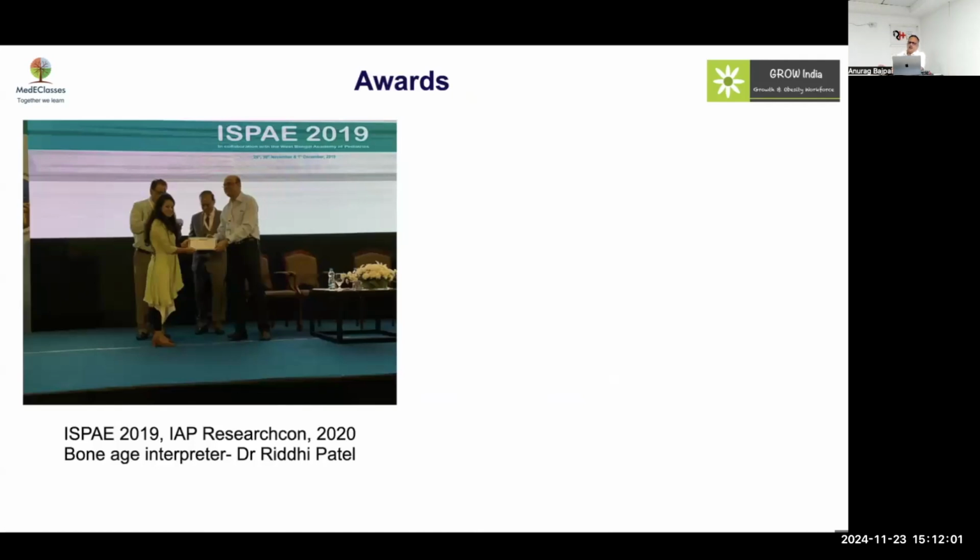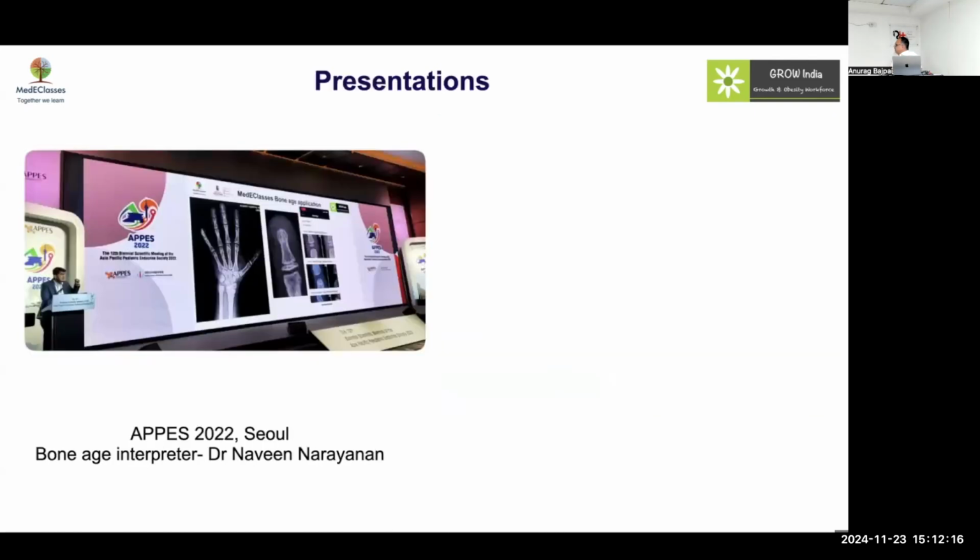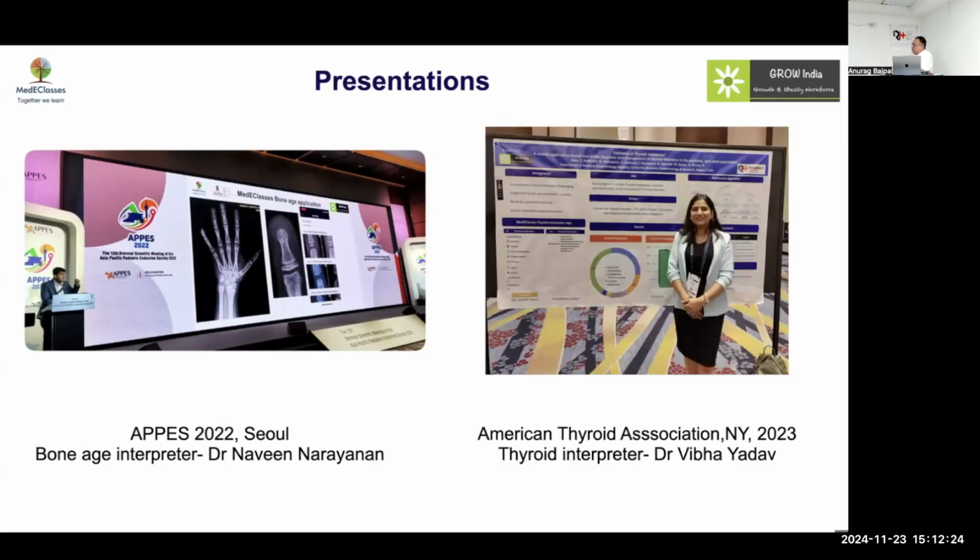Riddhi had presented that and won 2 awards, one from the IAP Research Conference and the Indian Society of Pediatric Endocrinology in 2019. Dr. Sayan won the award at the West Bengal IAP in 2022 regarding the puberty interpreter. Then we had a good presentation on bone age, with the novel tool used by Dr. Naveen at the Asia Pacific Pediatric Endocrine Society conference in Seoul.